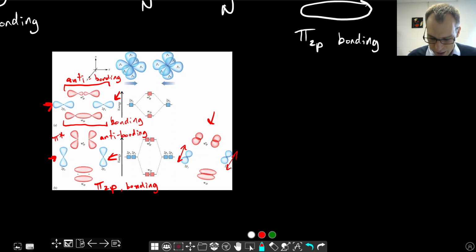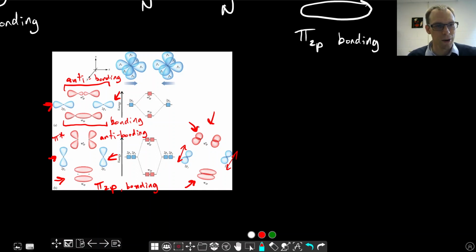And those will combine similar to the pi 2px orbitals. It's just instead of being top and bottom, they're going to be side to side, just like we've seen with the pi orbitals we were looking at in valence bond theory. Same idea. We're going to have one pi bond that's like this, and one that's side to side like this. And so here's our bonding and anti-bonding up here. Okay, so those are all the orbitals that we can make from our p orbitals.